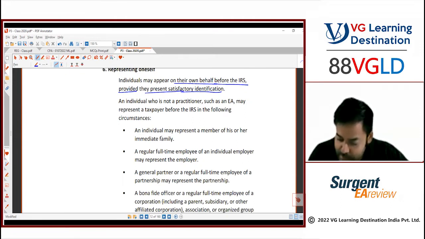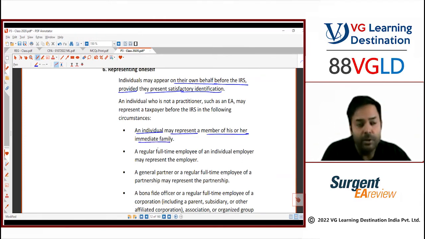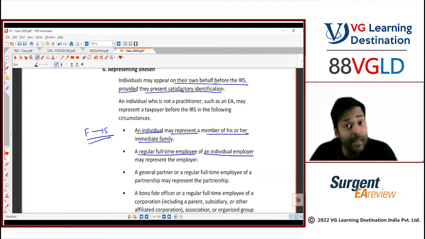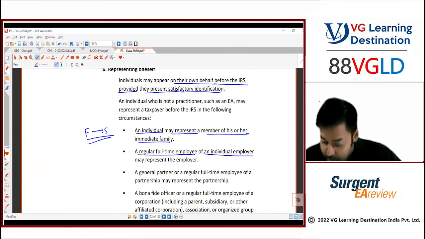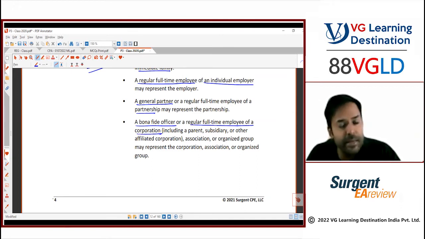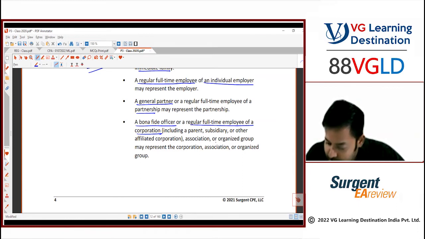Any individual who is not a practitioner, such as an EA, may represent a taxpayer before the IRS in the following circumstances. An individual may represent a member of his immediate family. So it could be the father, the son may represent the father in this case. A regular full-time employee of the employer, so your employee can also represent you in this case. A general partner, a partner could represent the partnership also in this case. A bona fide officer or regular full-time employee of a corporation in this case. So any of the officers can represent in front of IRS also in this case.